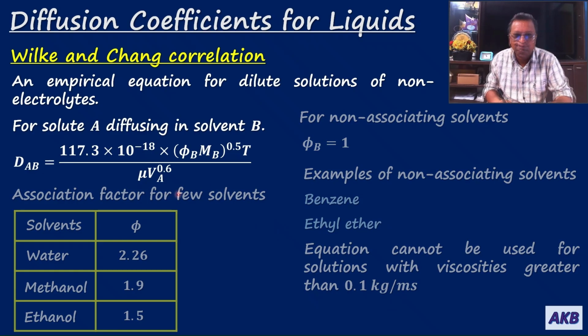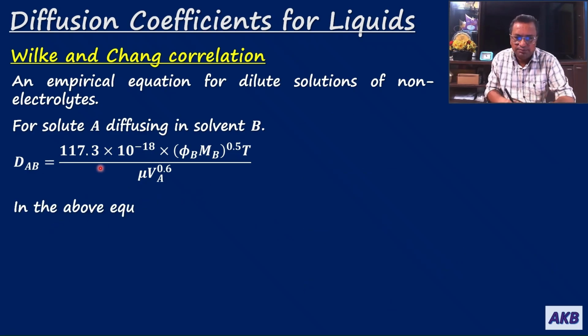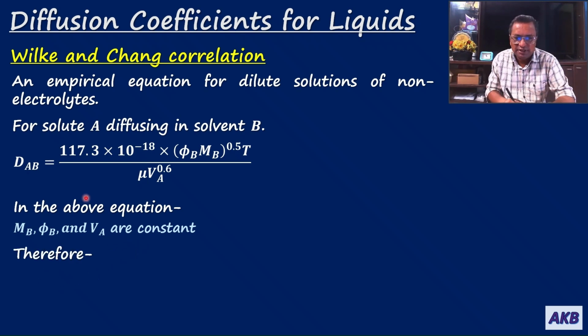Let us move on. Now in this equation, MB, the molecular weight of B, phi B, the association factor for B, and VA, the molar volume of A, are constants. That means, according to this equation, DAB is proportional to T, and it is inversely proportional to mu.